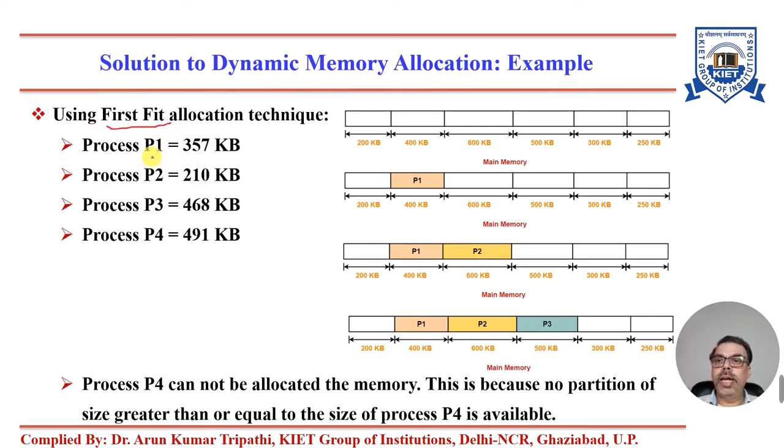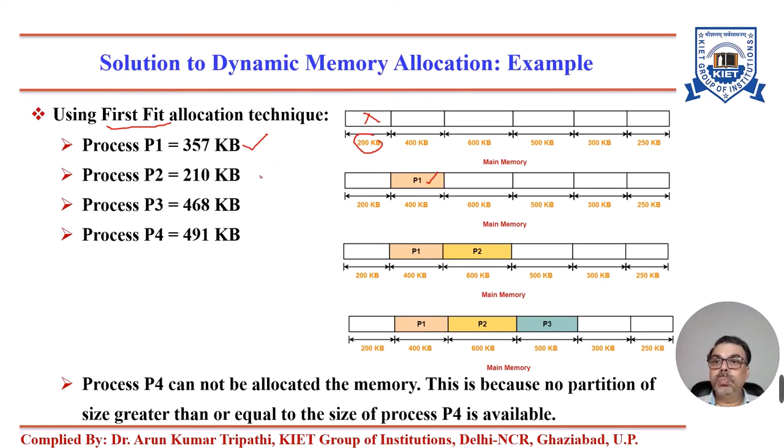Suppose that P1 arrives and P1 requires 357 KB. Can P1 be allocated into this hole? No, because it is 200 KB and the size of the process is 357. Can it be inserted into the next one? Yes, because 400 is more than 357. So P1 will be inserted here.